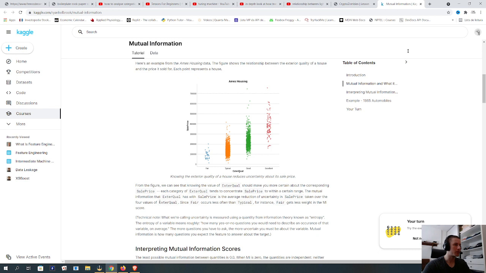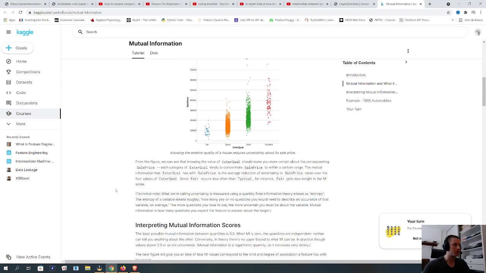The mutual information that ExterQual has with sale price is the average reduction of uncertainty in sale price, taking an average over the four values of ExterQual. Since Fair occurs less often than Typical, for instance, Fair gets less weight in the MI score.